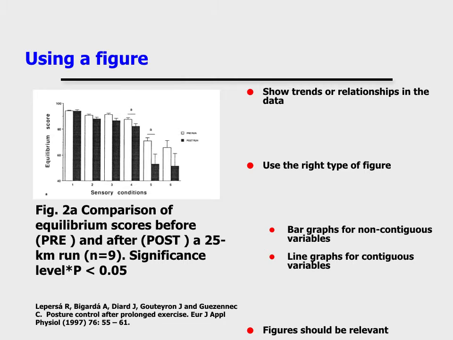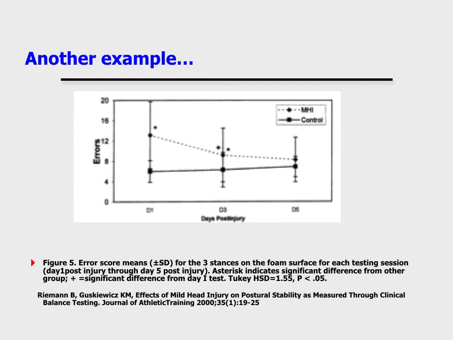So if you're looking at changes in temperature or changes in terms of time points, you can use a line graph, and that's always a nice way to show things. So here's a line graph looking at 3 stances on a foam surface for each testing session, 1 day post-injury through 5 days post-injury. Basically this was looking at concussive symptoms and how individuals would obtain their balance after 1 day of injury versus after 5 days of injury.